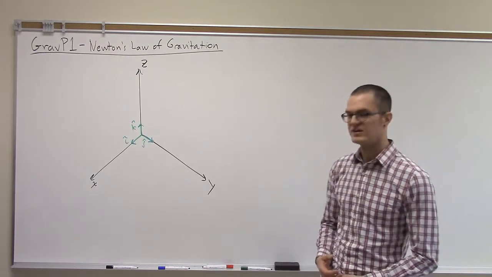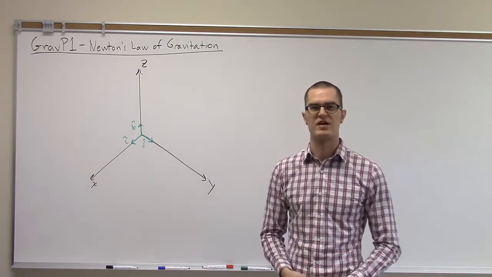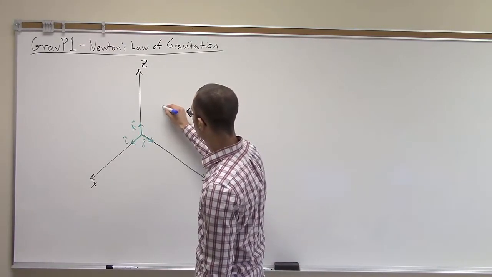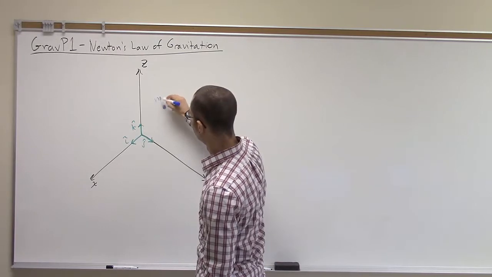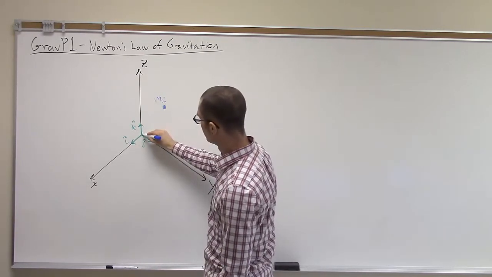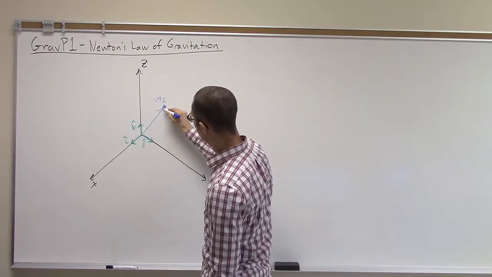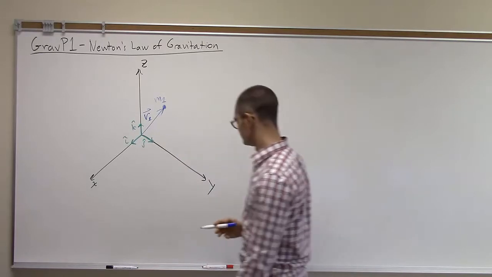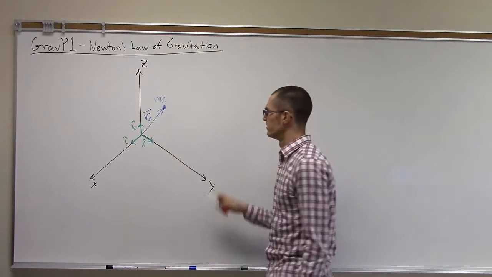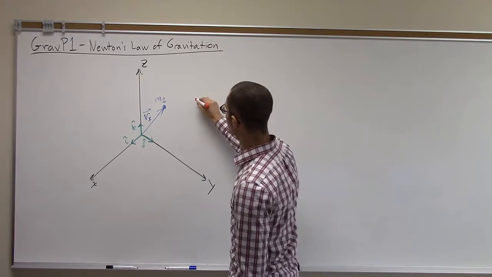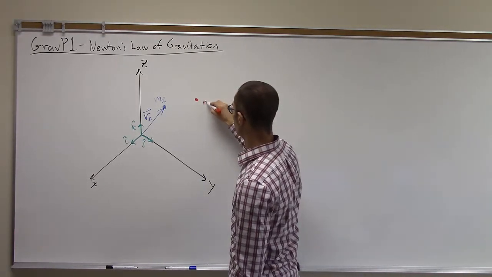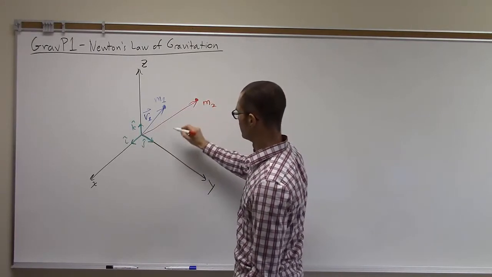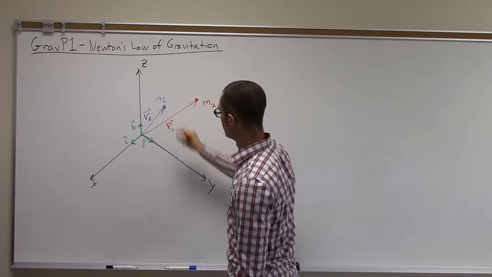So Newton's law of gravitation looks at the attractive gravity force between two masses. So let's suppose that we have one mass here, call it M1, and it's located at a position given by the position vector R1. And then we have a second mass over here, call it M2, and that's at a position given by the position vector R2.